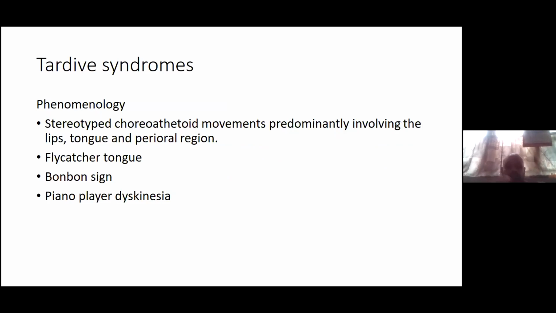So what is the phenomenology of a tardive syndrome? These are basically stereotyped choreatic movements which are predominantly seen in the lower half of the face, which include the lips, tongue, and perioral region. As you saw in that particular video, the particular physical signs that we see are the flycatcher tongue, where the tongue protrudes in and out, then the bonbon sign, where the tongue pushes out the cheek in and out, and also the piano player dyskinesia, which is where we see the dyskinesia involving the distal parts of the fingers, which resemble a piano player.